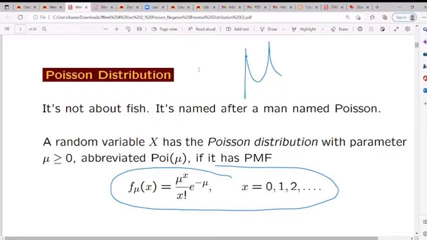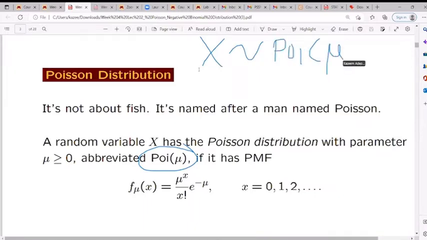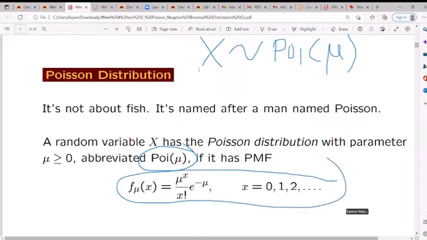If I want to write Poisson distribution in a short form, this is how to write it: POI, in parentheses, mu. So at times, if I write something like this, I'm talking about Poisson distribution with parameter mu. And if you want to specify the probability mass function associated with that, it is this guy here. So take a look at that.